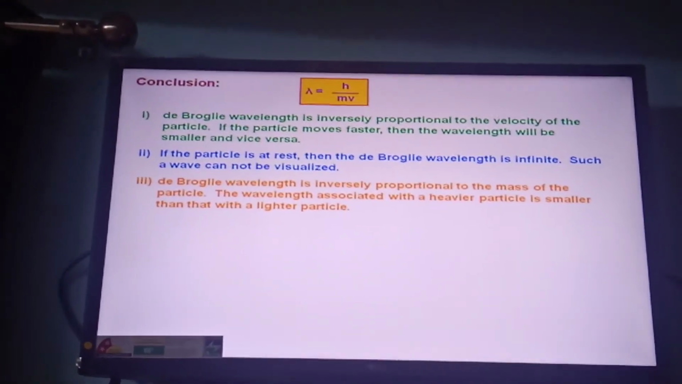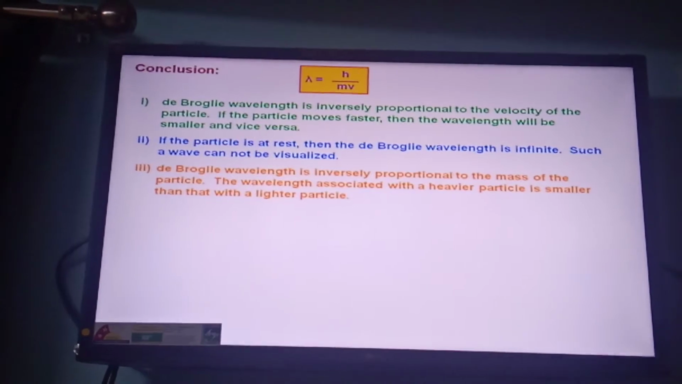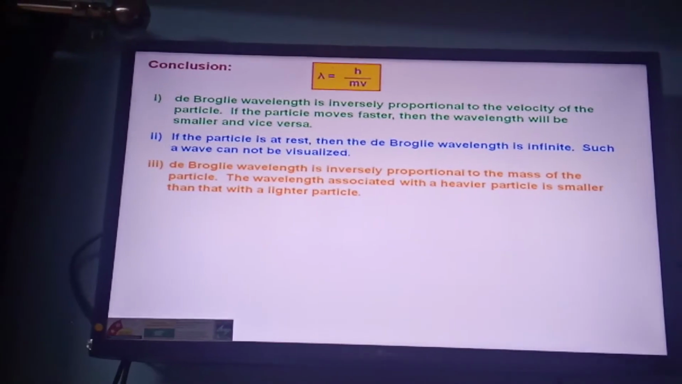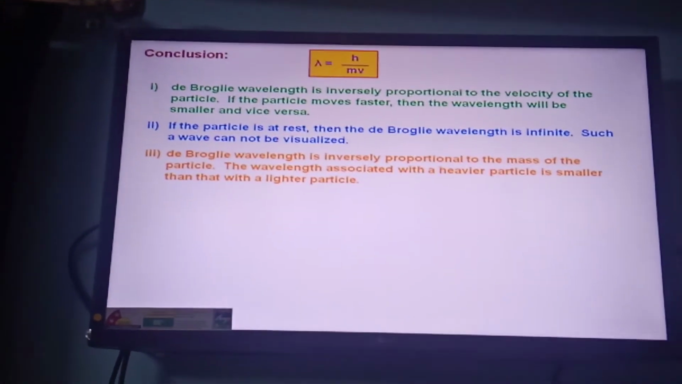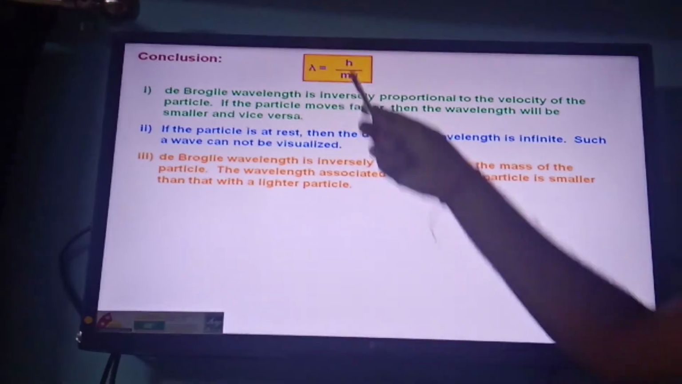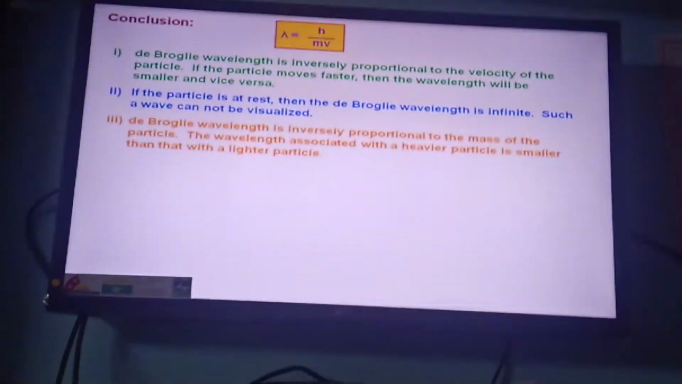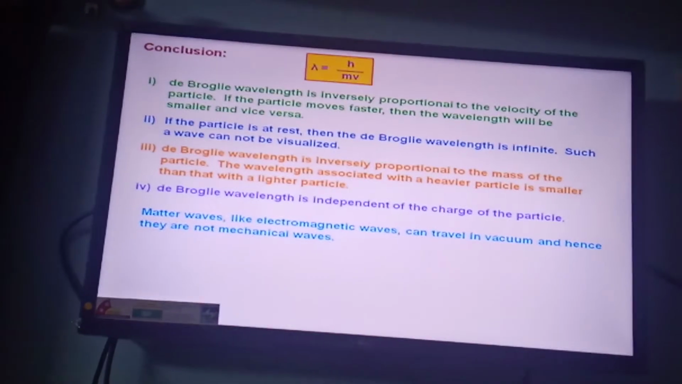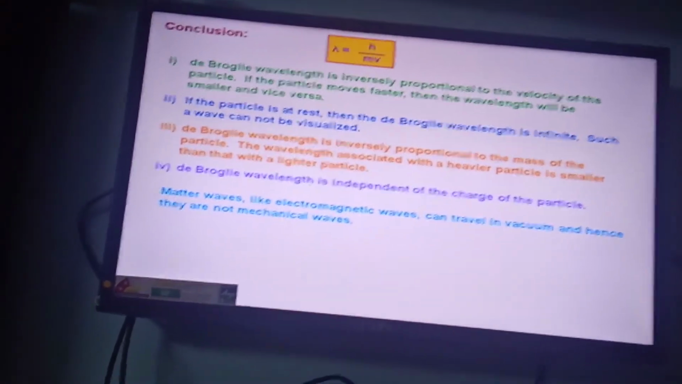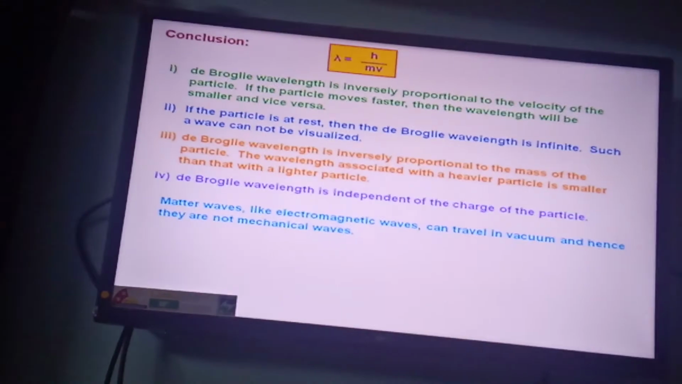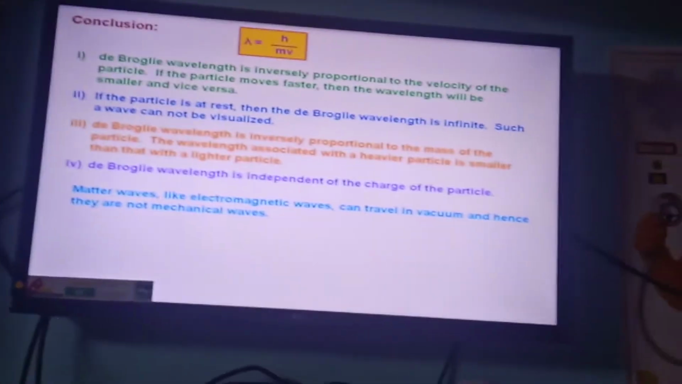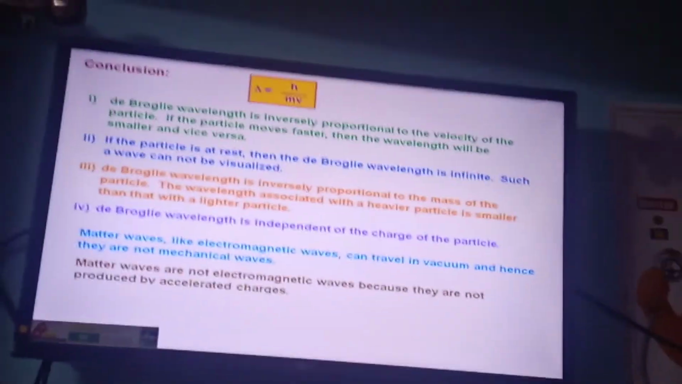Now third one, from this expression you can see the de Broglie wavelength depends inversely on the mass of the particle. The wavelength associated with the heavier particle will be smaller, and for the lighter particle will be higher. So this is the conclusion from this expression. Now fourth one, de Broglie wavelength is independent of the charge of the particle. From this expression you can see there is no term of charge of the particle. That's why the de Broglie wavelength is independent of the charge of the particle.